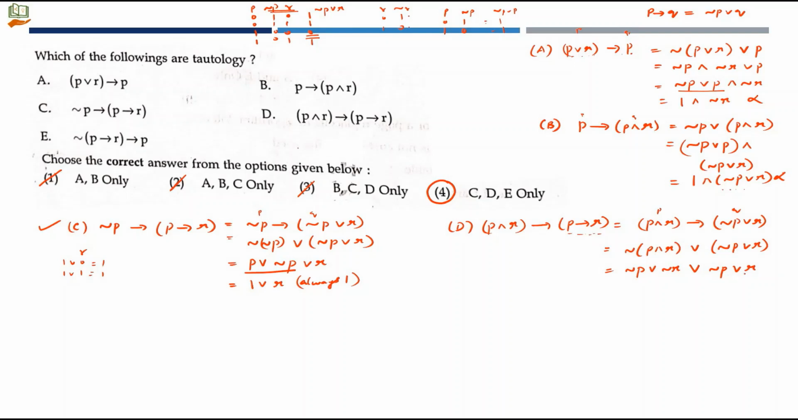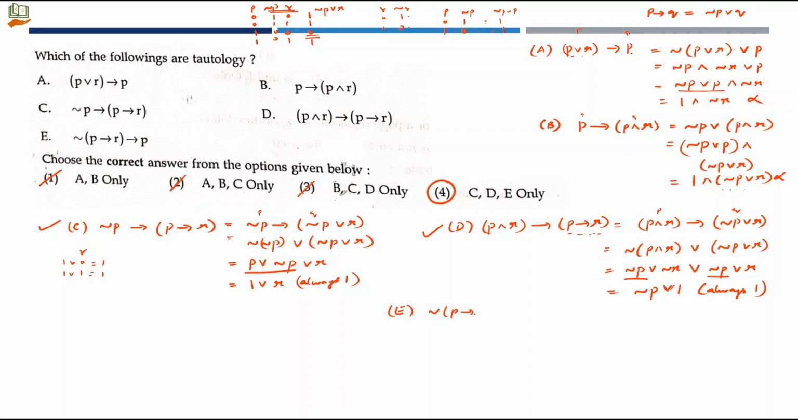So everything is OR operation here. Not P, together will give not P again. Not R will give 1. When one is going to have OR operation with any value, it will always result in 1 only. So this way we can say D is also a tautology. Let's get into the E expression.